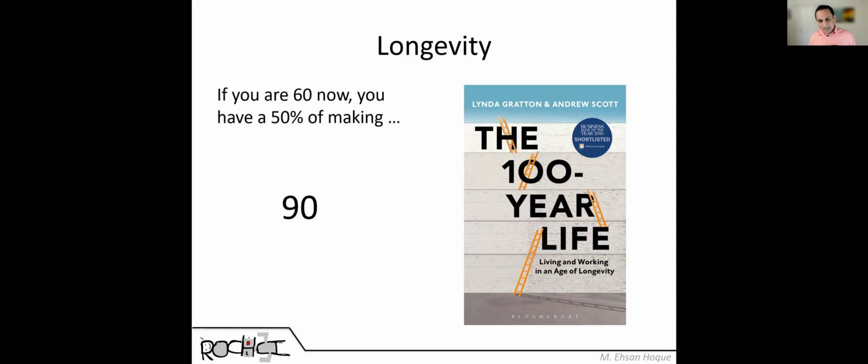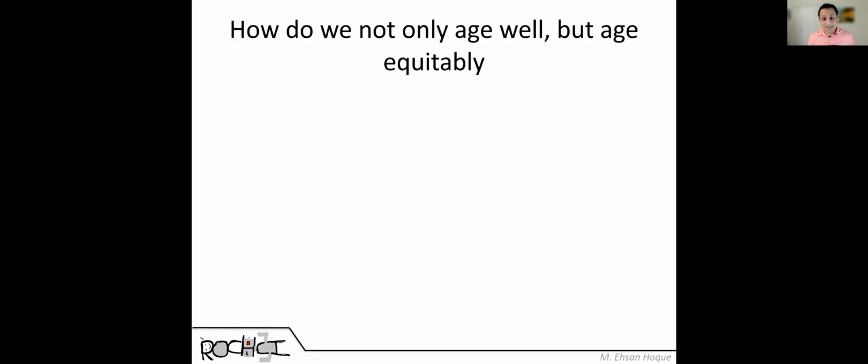And being able to live long is a gift. One disclaimer that this book makes is that these numbers are based on the developed world, like the West. If you are from other parts of the world, these numbers are different. And if you bring in other factors like race and socioeconomic background, there are also widespread differences. So the question many people are asking is not just how to age well, but how do you age equitably? This is a big question a lot of people are working on.